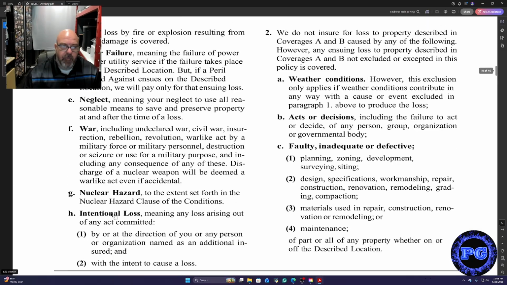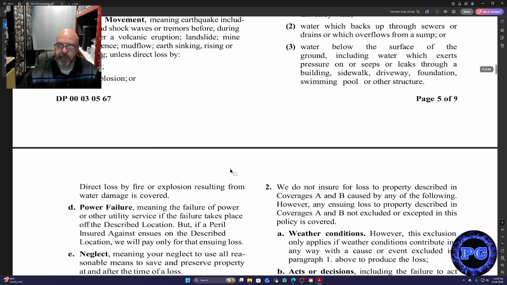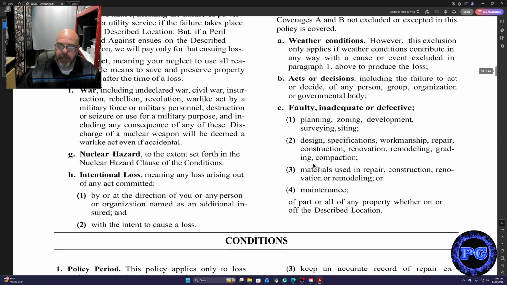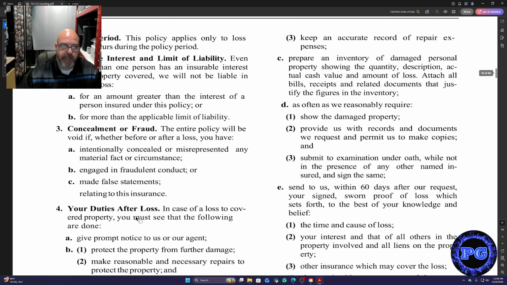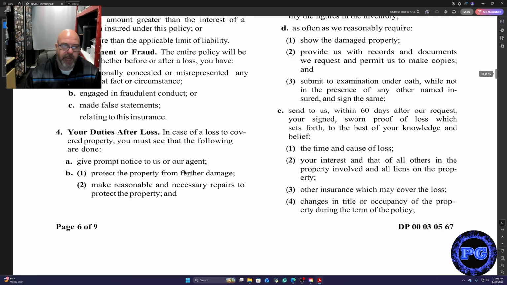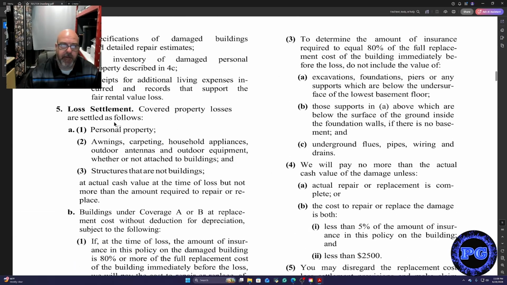Power failure, war, nuclear hazard, intentional loss. Obviously, you can't intentionally cause a loss. This is not going to get covered. But certain conditions, right? This is the contracts. There's going to be different conditions. Your duties after a loss, you got to give prompt notice. Protect the property from further damage. Make reasonable necessary repairs. Protect the property. All that fun stuff, right? Loss settlement, covered properties.